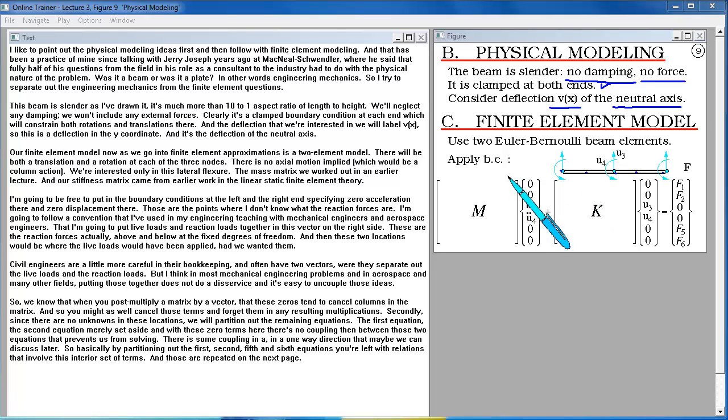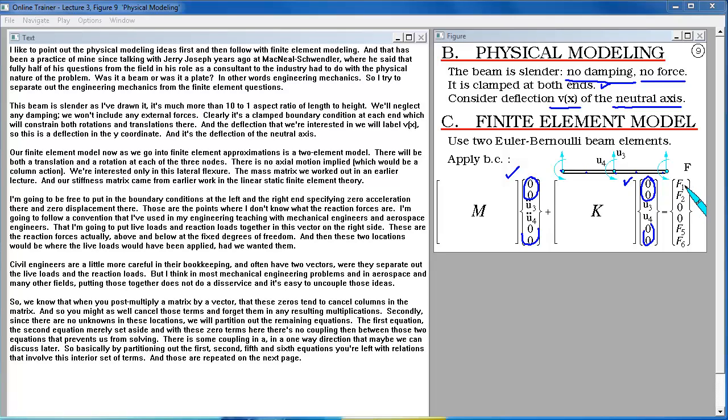The mass matrix we worked out in an earlier lecture, and our stiffness matrix came from earlier work in linear static finite element theory. I'm going to be free to put in the boundary conditions at the left and the right end, specifying 0 acceleration there and 0 displacement there. Those are the points where I don't know what the reaction forces are.